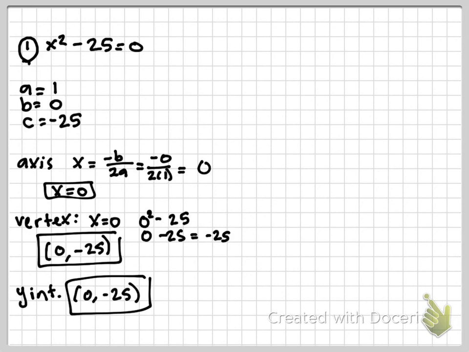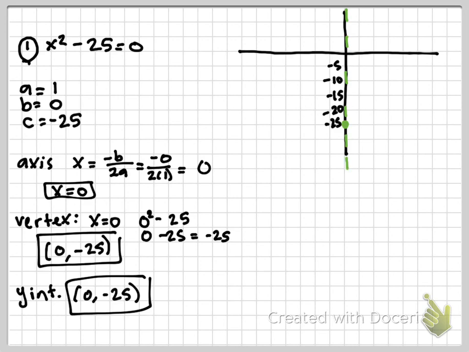Okay, so let me sketch my graph over here. All right, so we'll go negative 5, negative 10, 15, 20, 25. So I'm going to make it green so you can see it. So here is my vertex. That's also my axis of symmetry. So I'm going to represent that with a dashed line here.